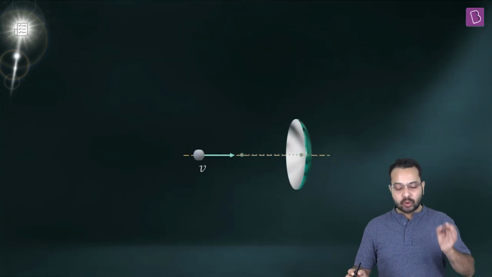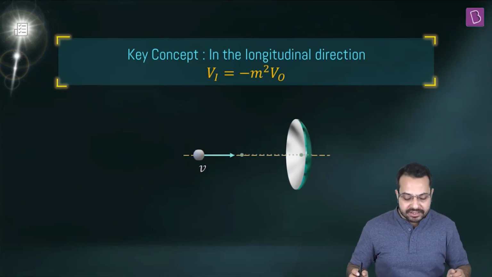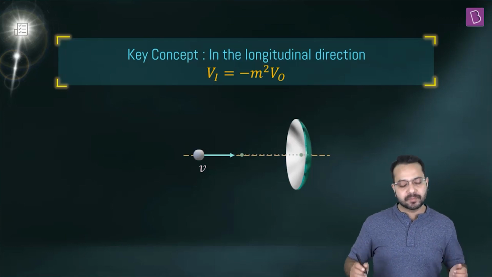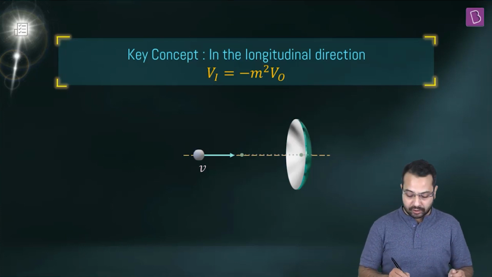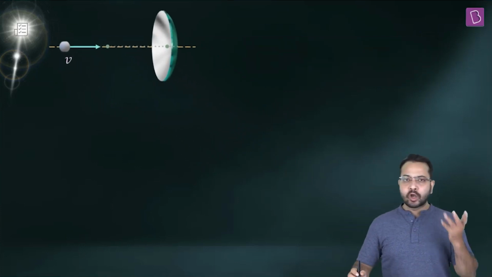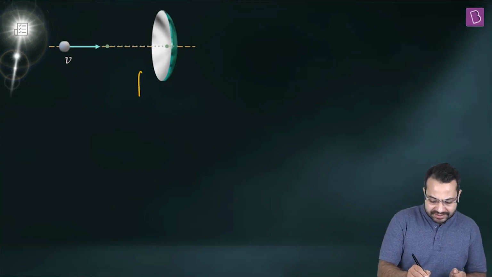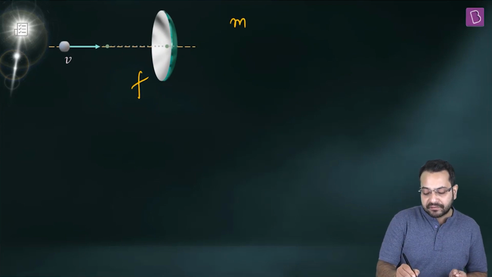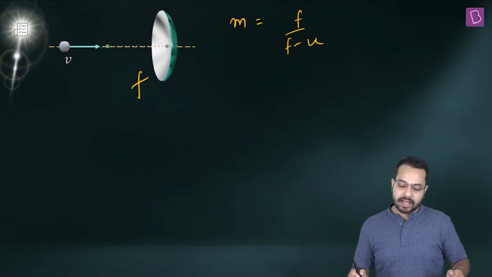All right. So naturally we have to understand how do we calculate the speed of the image. So the key concept here is that in the longitudinal direction, that is when the object is moving along the principal axis, the velocity of image is equal to minus magnification square velocity of object. All right. So the first thing we need to do is obviously calculate the velocity of image, right? So let's say f is the focal length of this mirror, then magnification is equal to f upon f minus u. Is that correct? Absolutely.